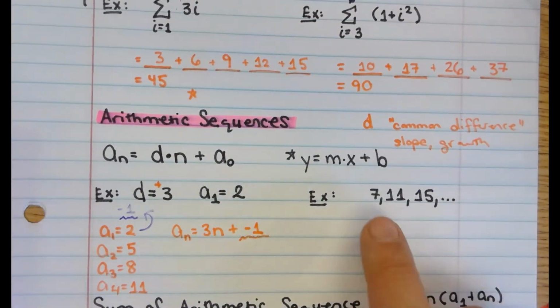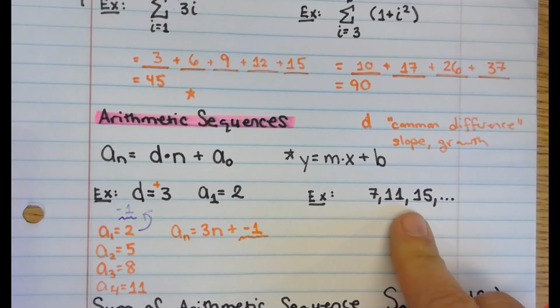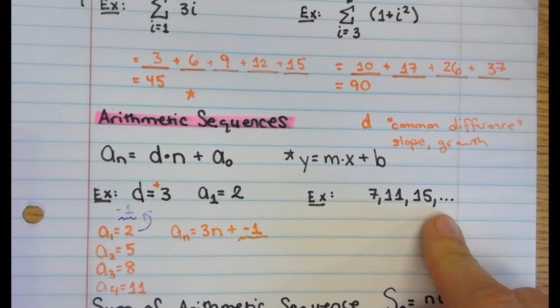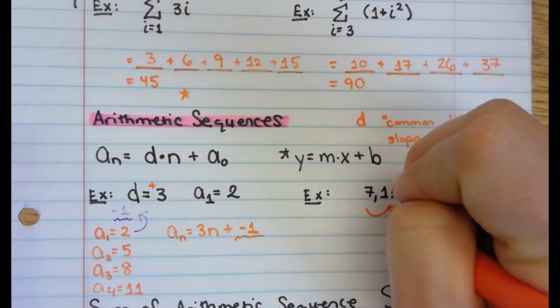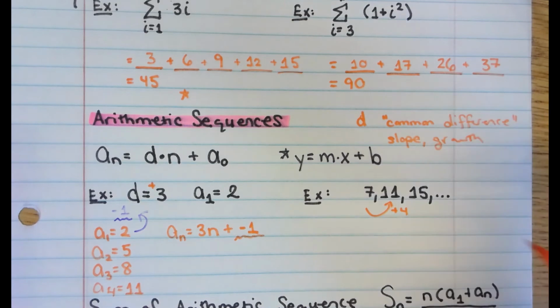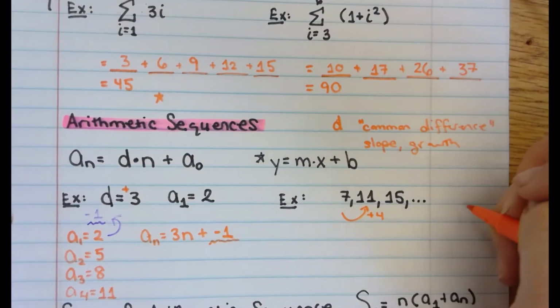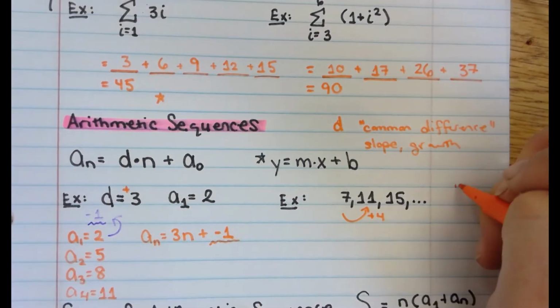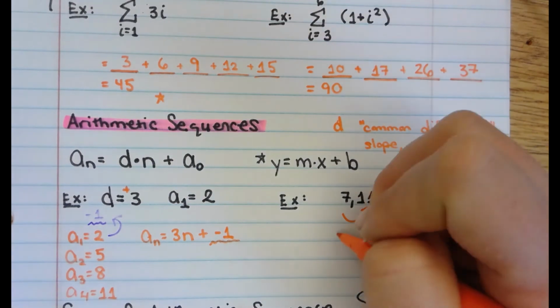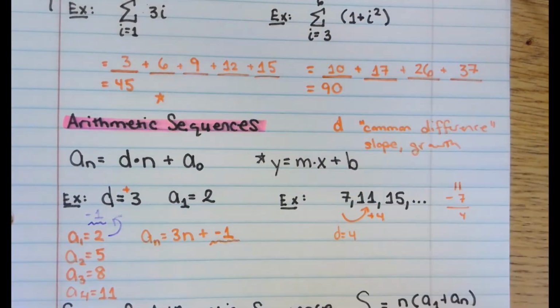All right, this one I've already written down the rule. So a lot of you will be able to go forward and tell me that it's plus 4. If you're ever not sure, you can subtract your terms. So 11 take away 7. You can always go backwards and we will get out 4. So the common difference is 4. So here's our rule.